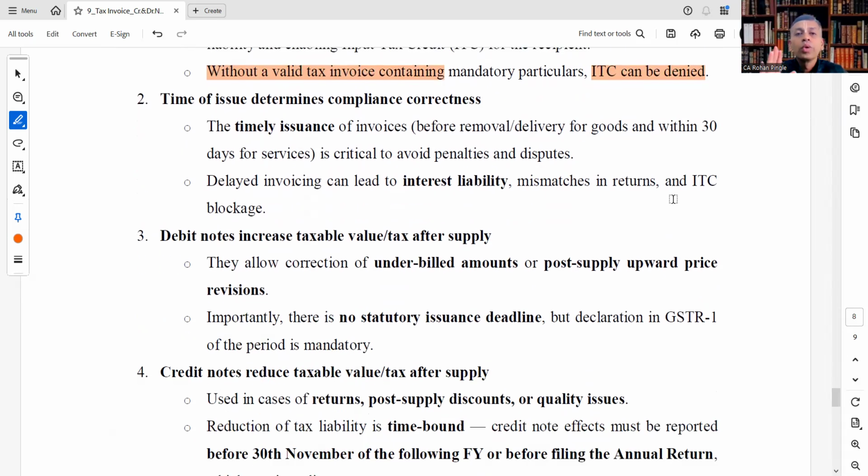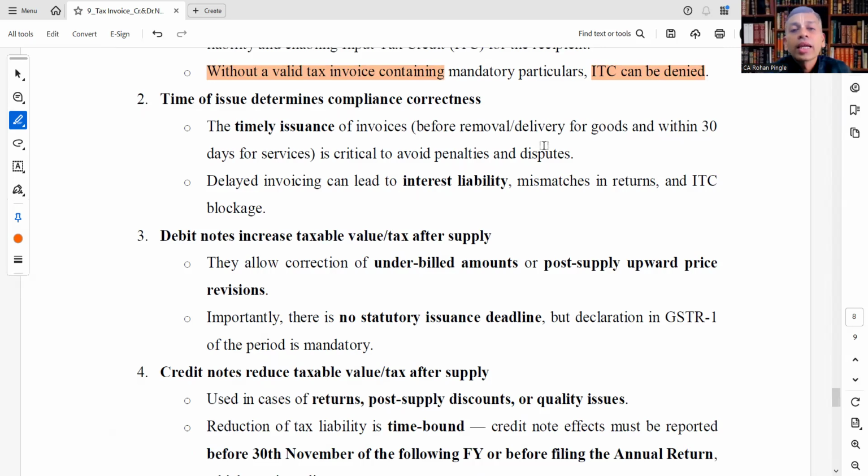Time of issue determines compliance correctness. The timely issuance of invoice, that is before removal or delivery for goods and within 30 days for services, is critical to avoid penalties and disputes. It is 45 days in case of banking, non-banking financial companies and financial institutions.